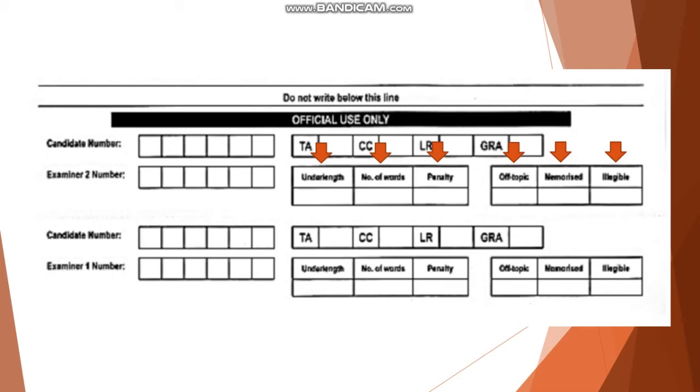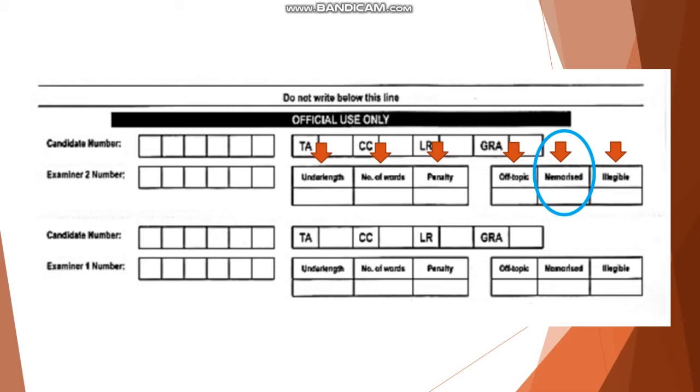Yes, you read it right. It means they are going to spot phrases or sentences that are simply memorized. And they are highly trained spotters, by the way. So, what happens if they spot memorized phrases or sentences? Of course, it will affect your score, and we don't want that, do we?